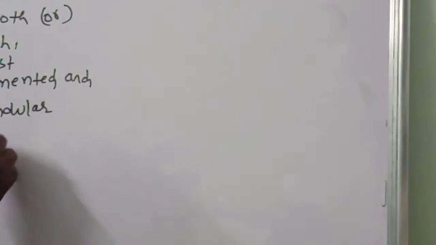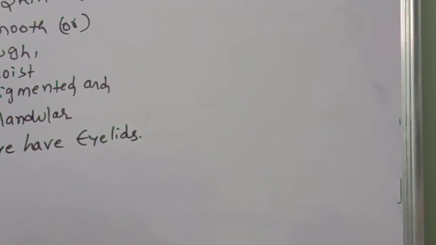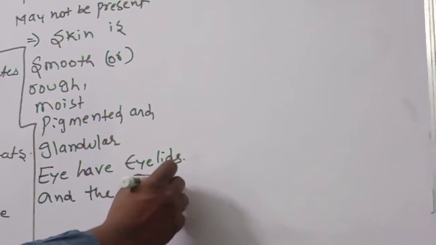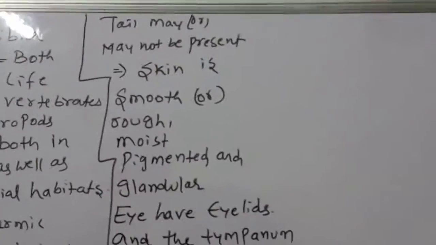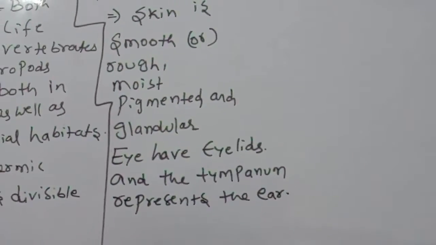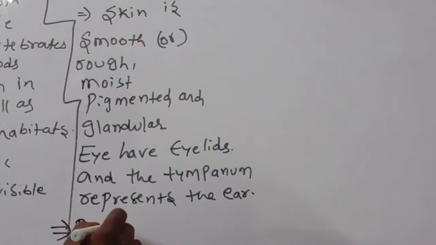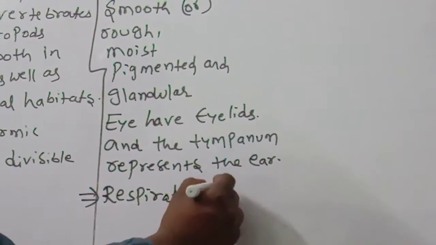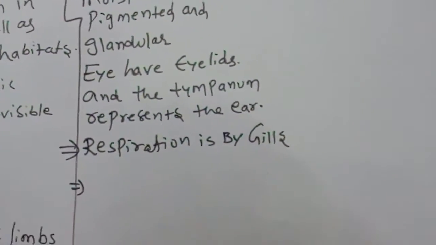They have eyelids and the tympanum. The tympanum represents the ear. This point you should remember. Respiration is next: respiration is by gills.